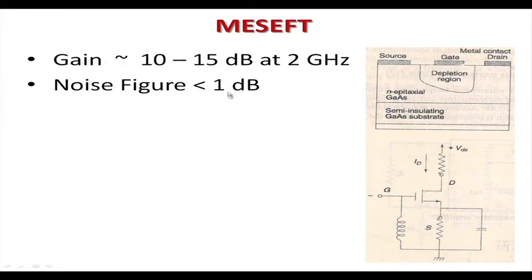The MESFET's gain is typically 10 to 15 dB at 2 gigahertz. The noise figure in impatt diodes etc. was around 30 dB, but here the noise figure is less than 1 dB. That is required, because in practical LNA applications you need 0.3, 0.4 dB, and more than that is not acceptable. This is a MESFET structure: you have source, gate, drain, and a semi-insulating GaAs substrate, with epitaxial layers. So, basically the same structure.